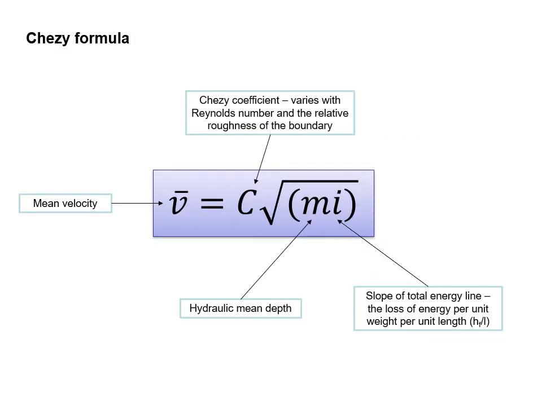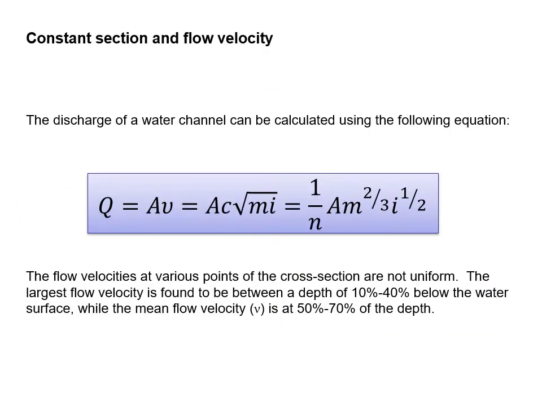So let's have a closer look at the Chezy formula. V bar is the mean velocity, C is the Chezy coefficient, which varies with the Reynolds number and the relative roughness of the boundary, m is the hydraulic mean depth, and I is the slope of the total energy line. So that's the loss of energy per unit weight per unit length. So the discharge of a water channel can be calculated using the following equation.